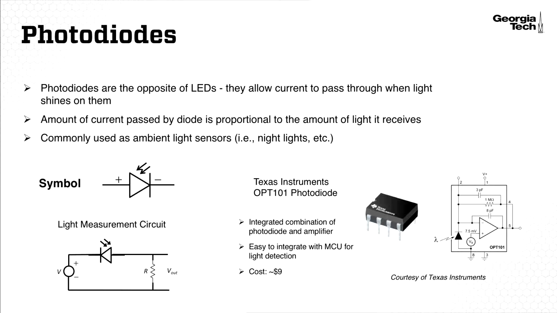Now there's another type of common diode that we use in mechatronic circuits called a photodiode, and they're the opposite of LEDs.